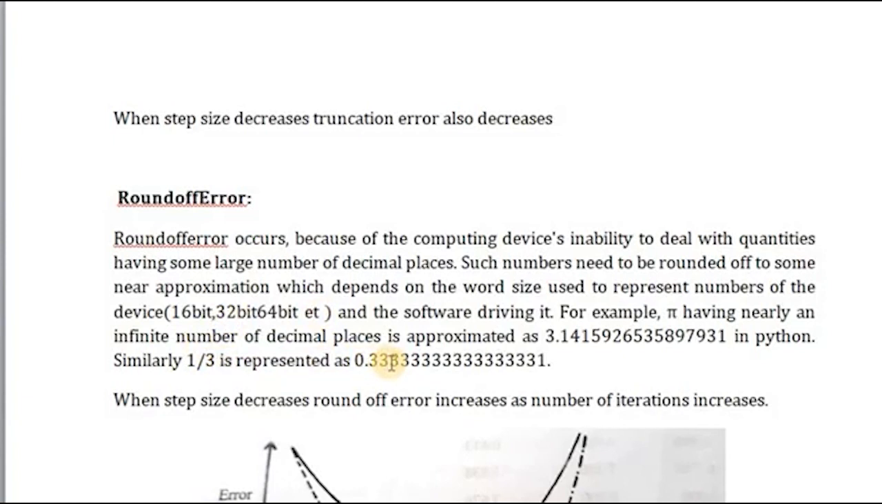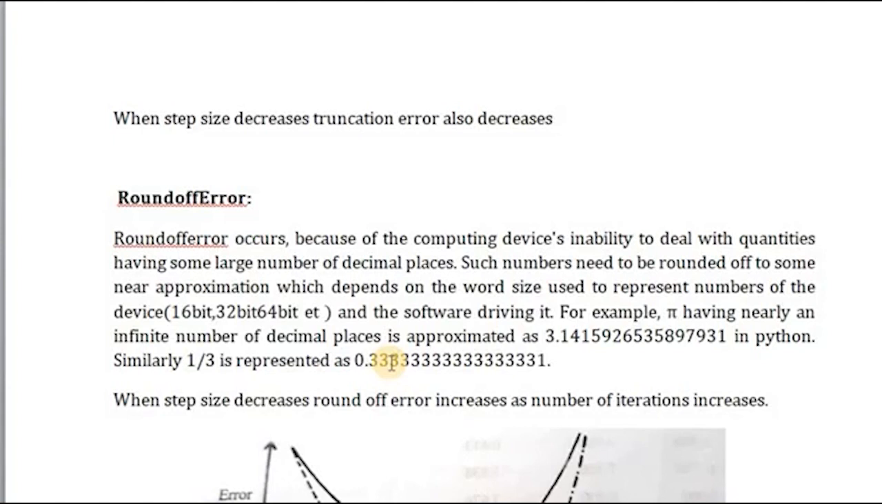And the interpreter or the microprocessor, depending upon the system, will truncate it to a certain value. So what happens? There also errors occur, and this type of error is known as round-off error.